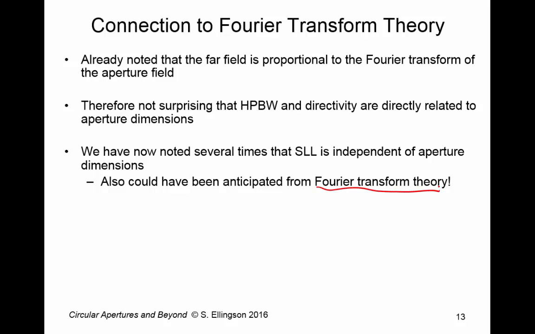of Fourier transform theory. In other words, you probably learned Fourier transform theory on time domain functions. So there's a pulse function in the time domain. Its spectrum is a sinc function. Looks like this. And that first side lobe is always 13 dB down, regardless of how long that pulse is.